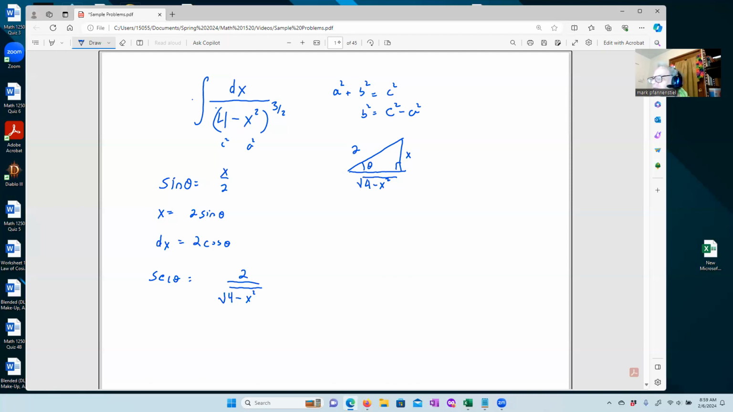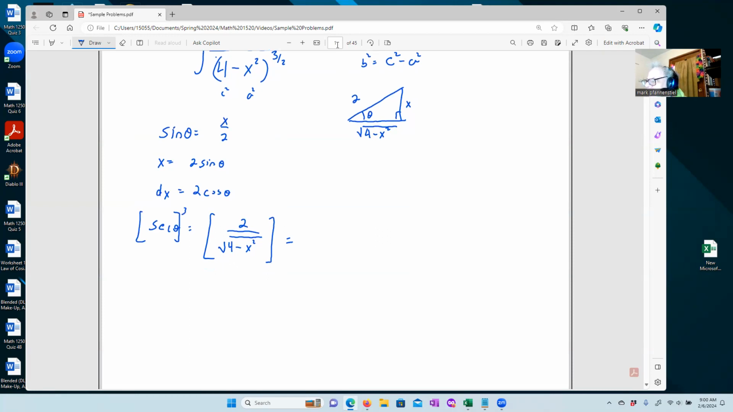I've got my 4 minus x squared here on the bottom, but I don't have just the square root. I've got this to the 3rd power. So what I'm going to do is go ahead and raise both sides to the 3rd power. There's a cold sweat that runs through me because of secant cubed. But let's see if that goes away in any way, so I don't actually have to deal with integrating secant cubed. Okay, but this is equal to 8 over 4 minus x squared raised to the 3/2 now.